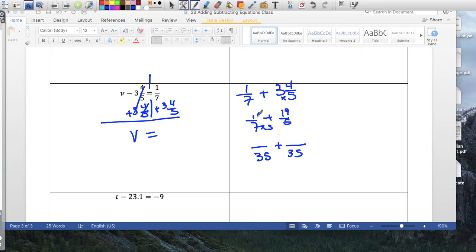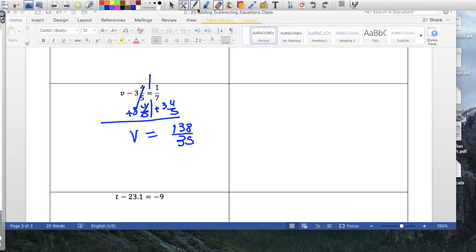Times 5, and I get 5 over 35, and 19 times 7... is going to be 163? Really? No, I don't think it's 163. 7 times 9 is 63, so it's 133, sorry. So 133. And then this is a 5, so 5 plus 133 is 138 over 35. Let's leave that like that.